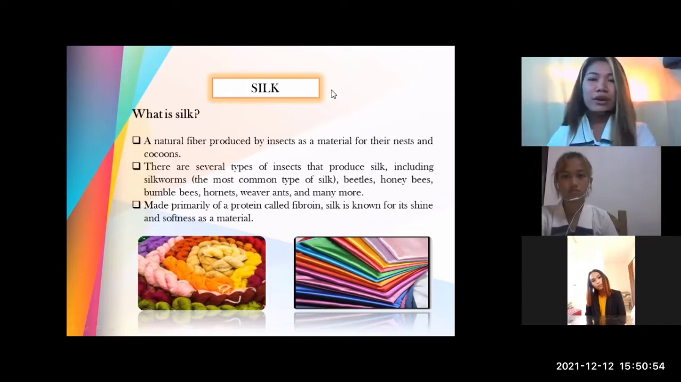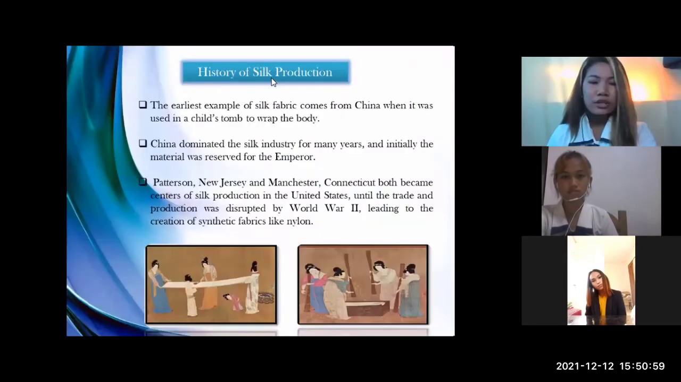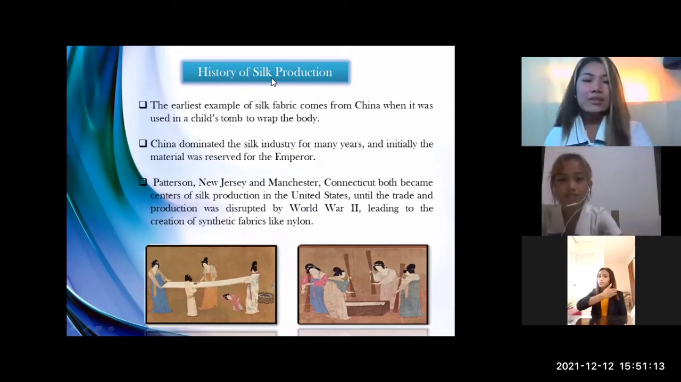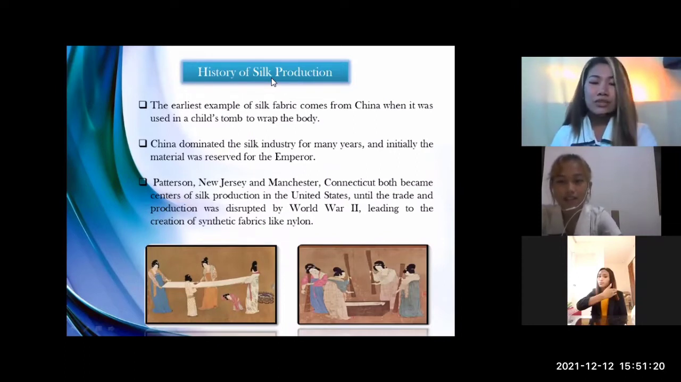So, I'm going to talk about the history of silk production. The earliest example of silk fabric comes from China, where it was used in a child's tomb to wrap the body. China dominated the silk industry for many years, and initially the material was reserved for the emperor. The Chinese used silk as a form of currency, and cost was measured in lengths of silk. The Silk Road, which connected industries from the east to the west, was a popular trading route named for the material, and that region of the world still maintains the name today.